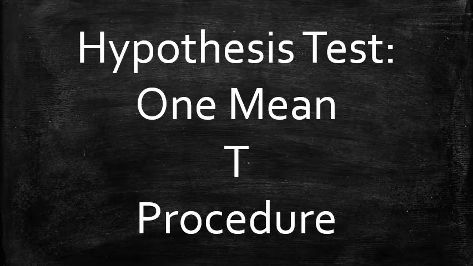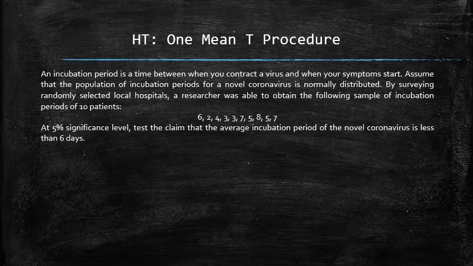Next, I will show how to apply the one-mean t procedure to test a statistical claim about a population mean. Consider the following example. An incubation period is a time between when you contract a virus and when your symptoms start. Assume that the population of incubation periods for a novel coronavirus is normally distributed. By surveying randomly selected local hospitals, a researcher was able to obtain the following sample of incubation periods of 10 patients: 6, 2, 4, 3, 3, 7, 5, 8, 5, and 7 days.